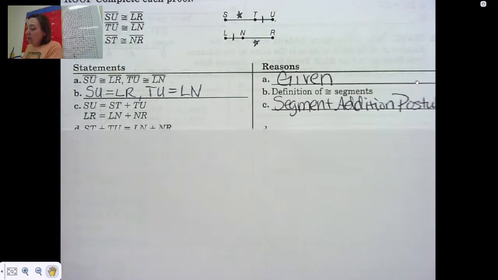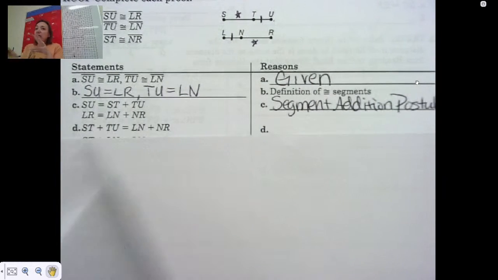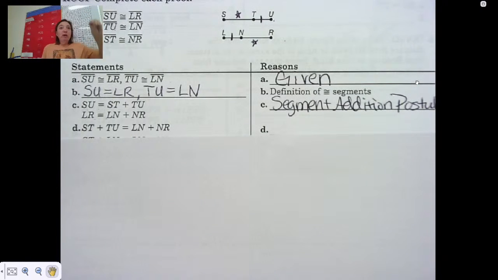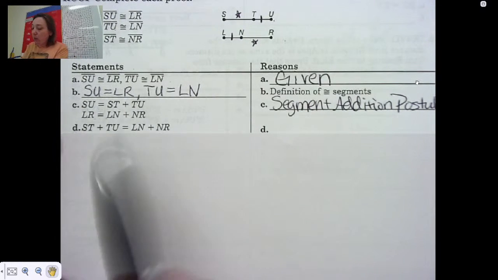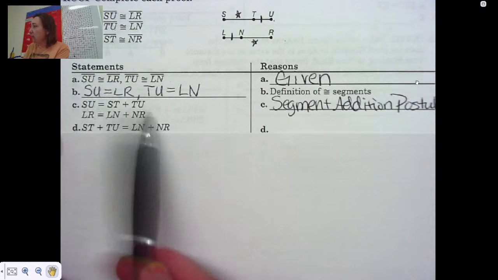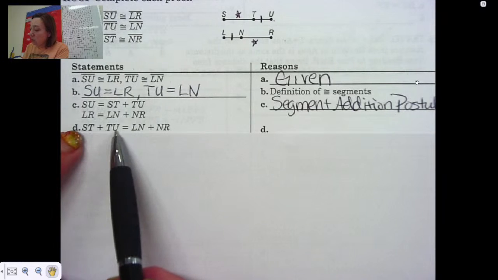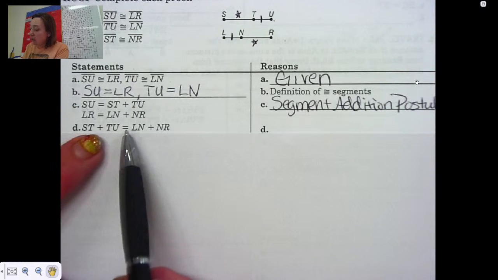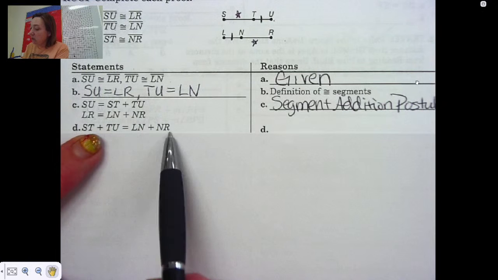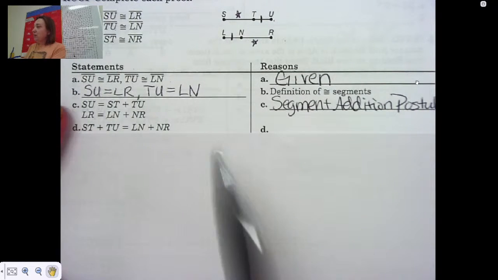Okay, so then we go to D. And in D, every step of this proof is someone's brain process, right? So we're going from C to D. What changes from C to D? So up here, they tell us that these two add together to give the bigger one. Now down here, they're saying ST plus TU equals LN plus NR. How do we know that's true?